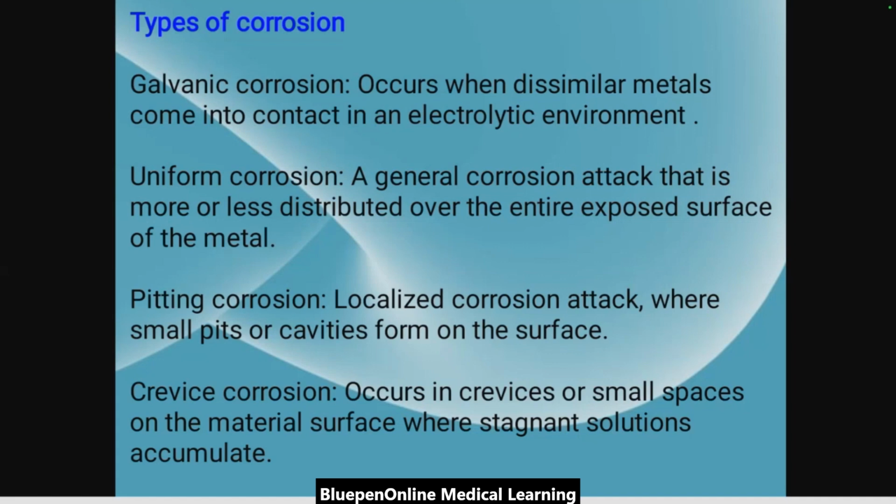Then pitting corrosion is seen in a localized area where small pits or cavities form in the surface. So it is basically maybe because of presence of some porosity. Then crevice corrosion occurs in crevices or small spaces of the material surface where stagnant solutions accumulate. So this is basically seen where marginal breakdown is present. There is a gap between the margins of the restoration and the cavity walls. Crevice corrosion will start.